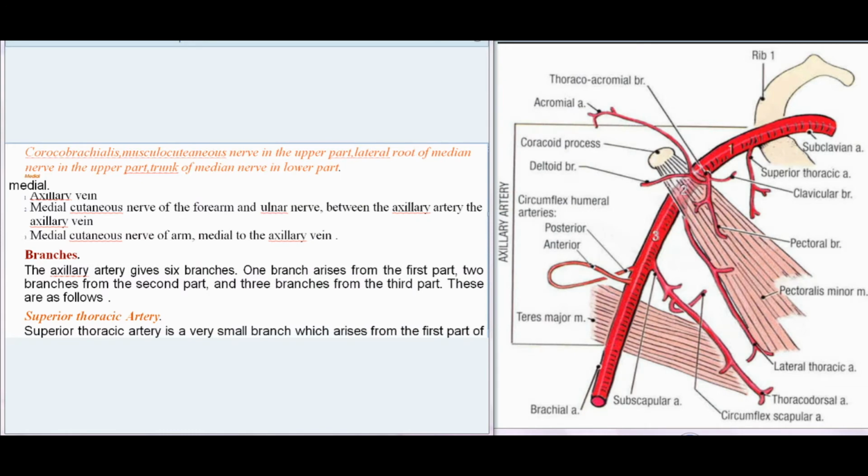Lateral: coracobrachialis; musculocutaneous nerve in the upper part; lateral root of median nerve in the upper part; trunk of median nerve in the lower part. Medial: 1. axillary vein. 2. medial cutaneous nerve of the forearm and ulnar nerve, between the axillary artery and the axillary vein. 3. medial cutaneous nerve of arm, medial to the axillary vein.